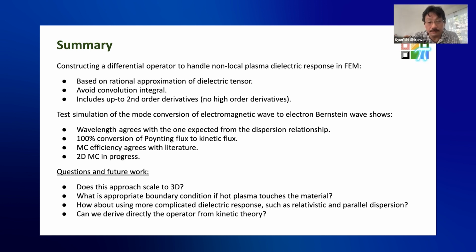And we are still looking at relatively simple Maxwellian plasmas, and we need to look into it if the plasma becomes relativistic. And lastly, as I said before, the approach is based on a rational approximation, it is not derived from the kinetic theory. It's interesting to ask if such a derivation is possible.